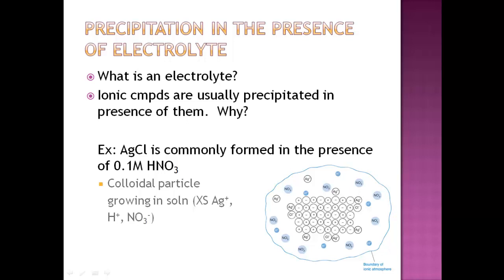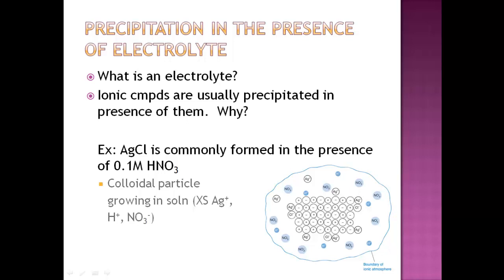First things first, what is an electrolyte? You should have heard this in general chemistry. An electrolyte is a compound that will dissociate into ions when it's dissolved. Ionic compounds are usually precipitated in the presence of an added electrolyte. Why is that? We're going to learn about why that is.